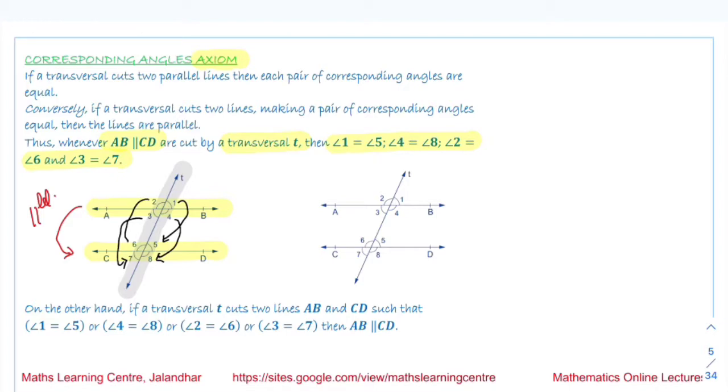Now if I talk about the converse of this, then we are saying if a transversal T cuts two lines AB and CD such that these angles are equal, these are basically the corresponding angles, then AB is parallel to CD. So this is just the converse of this axiom.